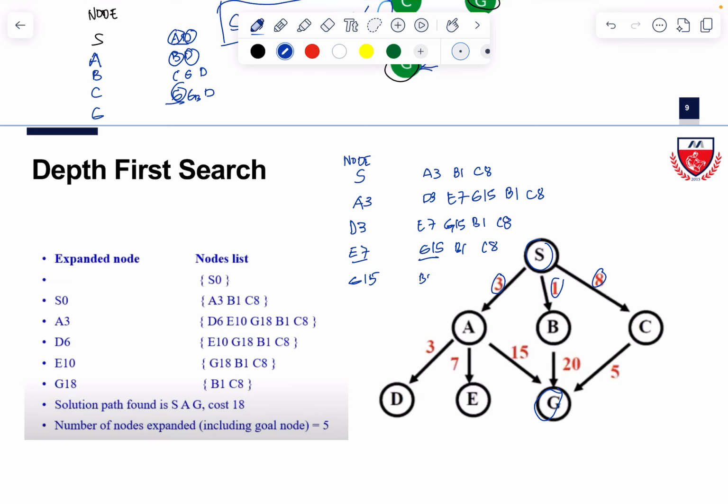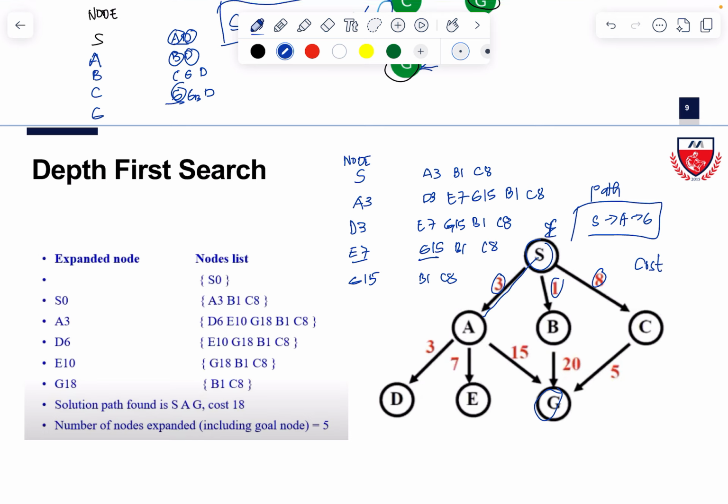So, we have P1 and C8 as our unvisited nodes right here. Now, therefore, we can say that our path is SAG, right? This is our path because we cannot go to SAD, walang padulungan na G. SAE, hindi pa. SAG is our path. And our cost is 18, right?